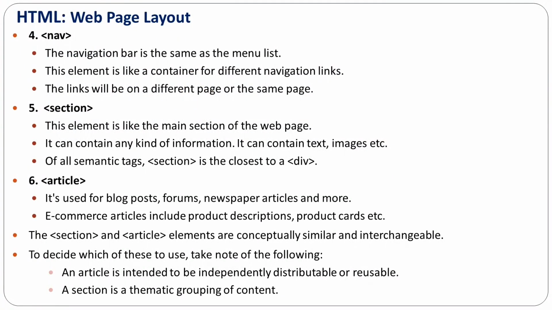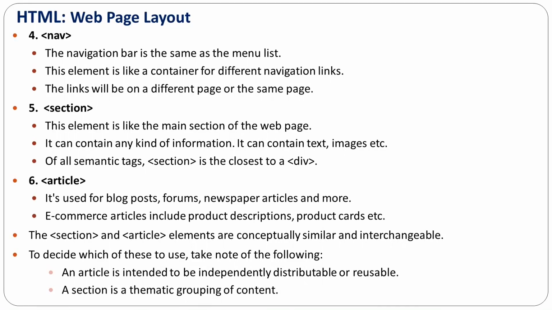Next is the section element. This element is like the main section of the web page. It can contain any kind of information, it can contain text, images, etc. Of all semantic tags, section is the closest to the division tag. That means it looks like a division tag. It is very close to division. Very important content goes to the section tag.